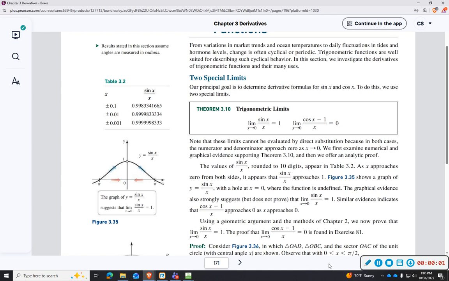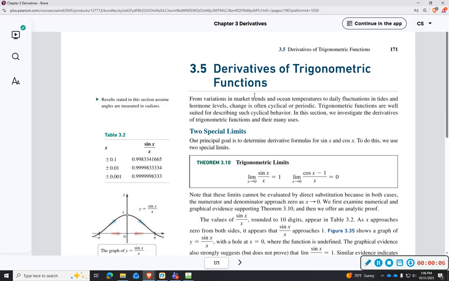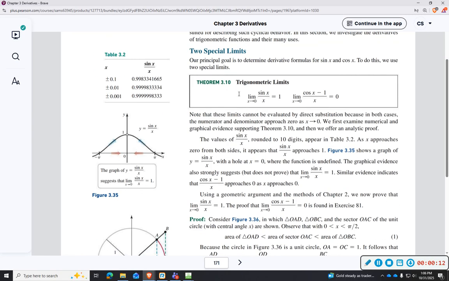All right, today we're going to be looking at section 3.5. This is derivatives of trig functions. So in the beginning, we kind of give you some trig limit definitions.